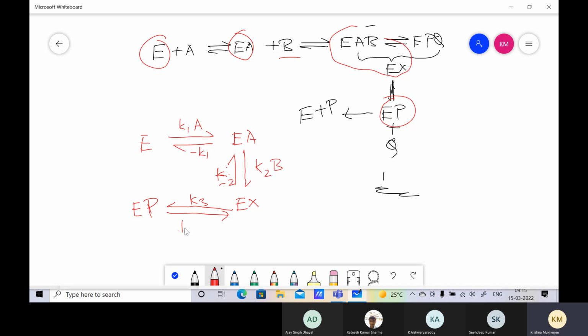K minus 3 into Q, if Q is got rid of. Are you getting this point? And then what is the forward reaction here? It's some K4, doesn't really matter. But the reverse reaction here is K minus 4P. Got it?